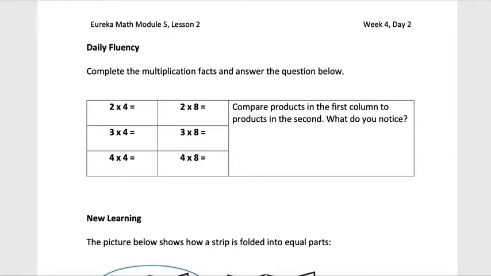It's going to then ask you this question right here in the box, and it's going to ask you to compare products in the first column to products in the second column. What do you notice? Now, the first thing is you're going to have to know what the word products means. Products is the answer to a multiplication question. So the product of 2 times 4 is 8. So it's going to ask you to compare the answers in the first column to the answers, or the products, in the second column. And I would really like for you all to have a good explanation of what you notice.